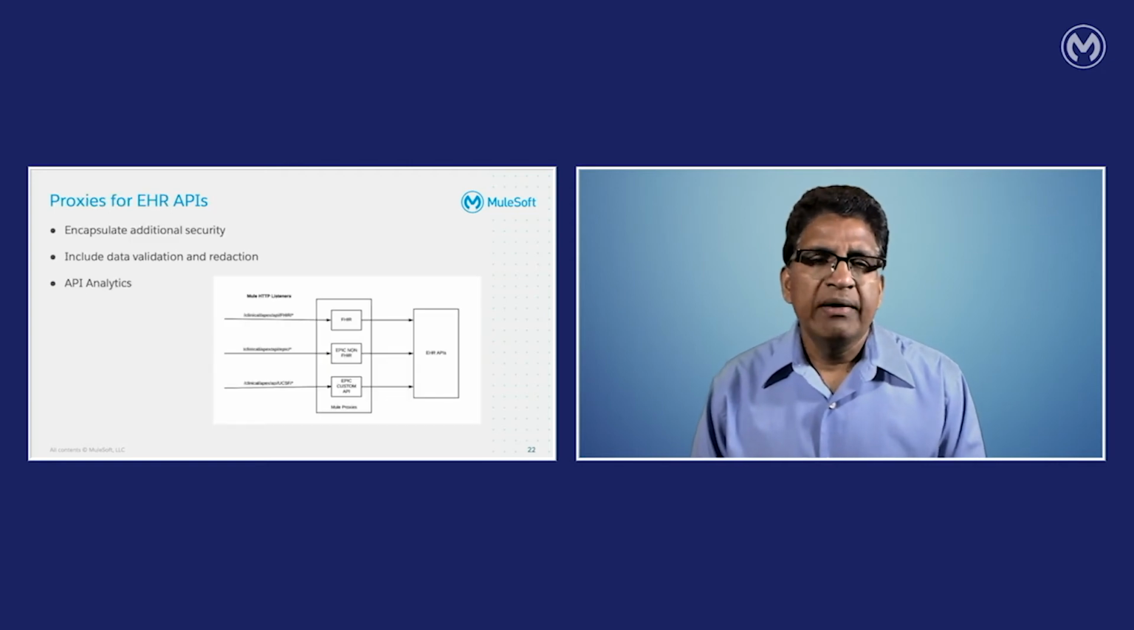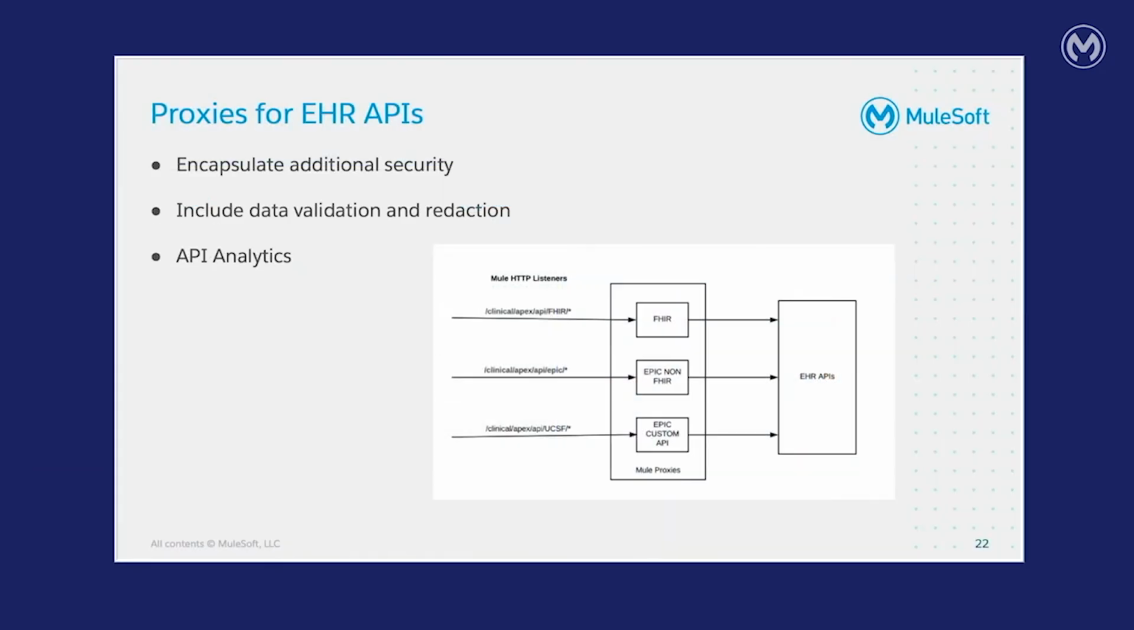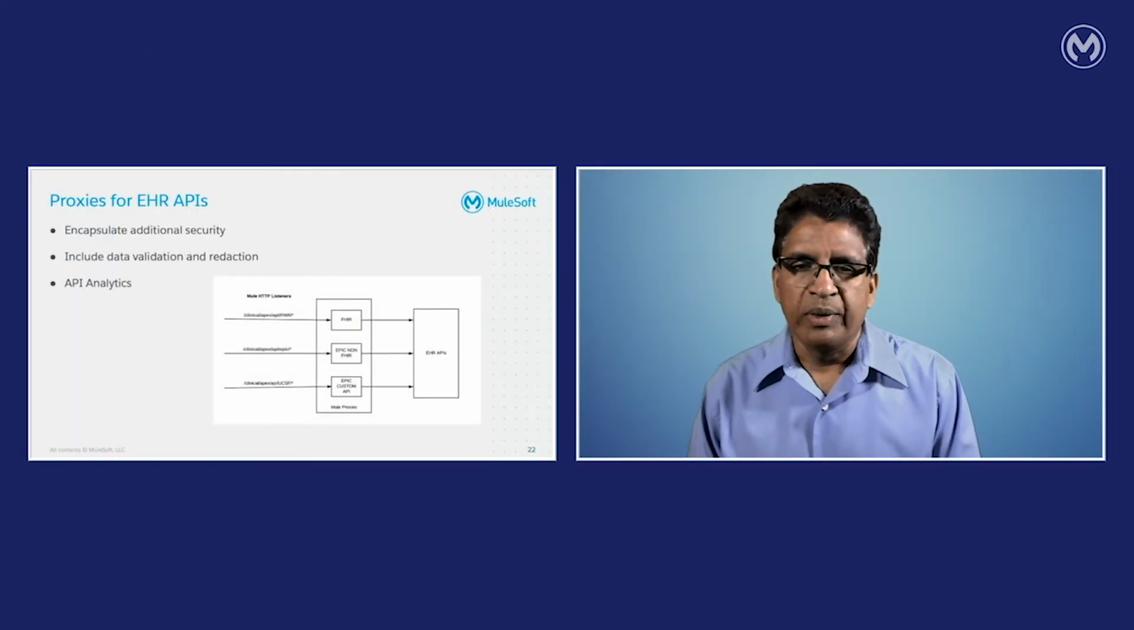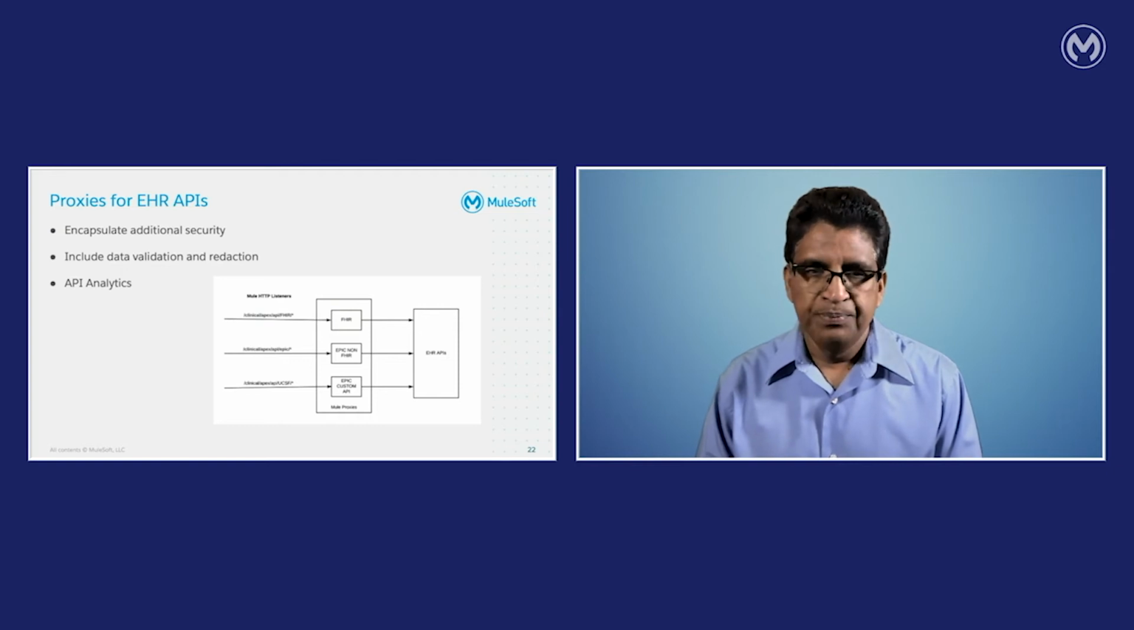So for the proxies we developed at UCSF, we developed three different proxies for exposing the EHR APIs. One for FHIR, the other one is for the non-FHIR APIs, and the third one is the custom APIs that we built at UCSF to expose the EHR data. Whatever is not available in the vendor-provided APIs, we develop our own custom APIs. These APIs are developed on the Mule platform, and we added all the needed security for our organization in the proxy flows.